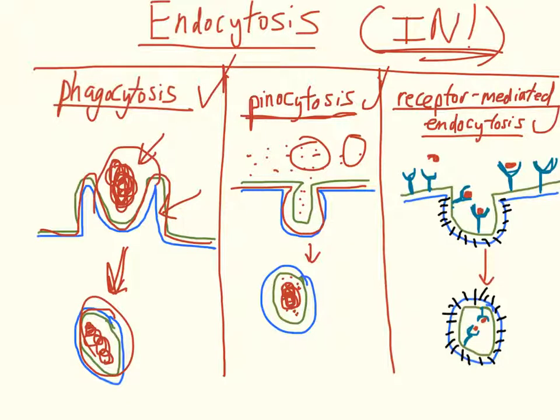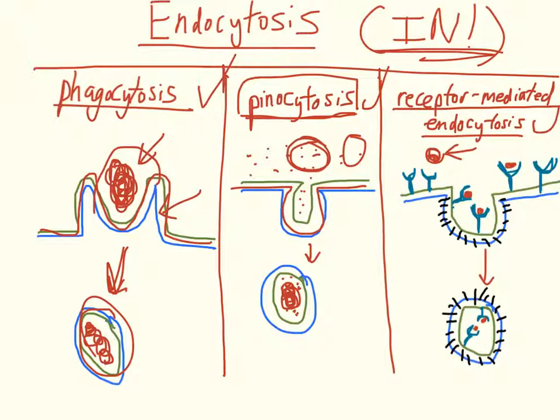Now, receptor-mediated endocytosis is a great way of making bulk transport more specific. So let's say you have a molecule, and there's very little of this molecule that's dissolved within the extracellular fluid. Now, it would be really inefficient to just do pinocytosis a lot of times and continually just taking up extracellular fluid, because you're not going to get very much of this molecule that you want.